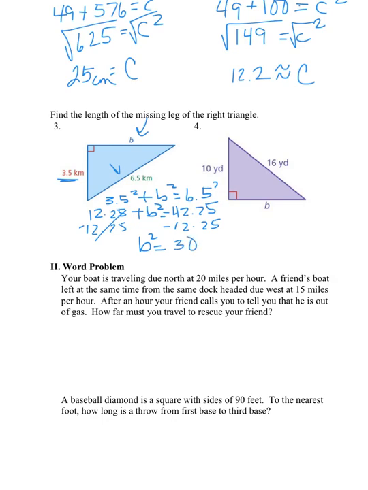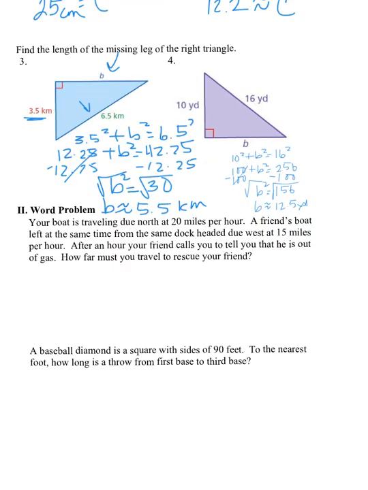So same concept, we're going to square root both sides, and we're going to just round it to the nearest tenth. So you're going to get b is approximately equal to 5.5 kilometers. Go ahead and pause the video and try number 4. So b's value is 12.5 yards. We can use our Pythagorean theorem to actually look at word problems in real life situations.